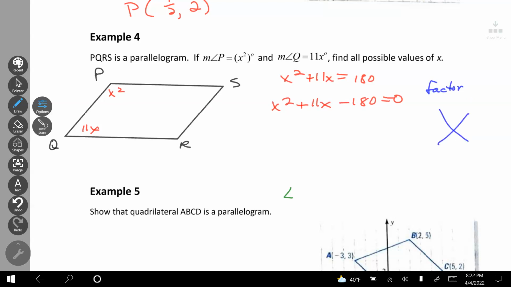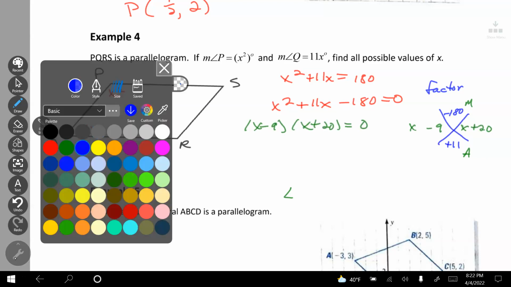So if I set up my x, top number is going to be negative 180. The bottom number is going to be positive 11. I have to think of two numbers that multiply and add. So when I see that, I think negative 9 and positive 20 gives me my positive 11 in addition, and negative 180. So I make these x's here. I get x minus 9 and x plus 20 is equal to 0.